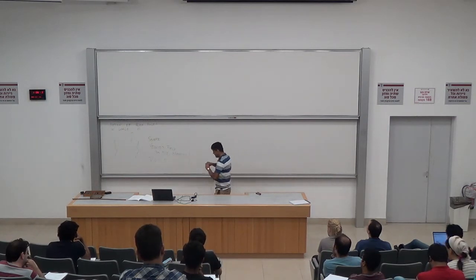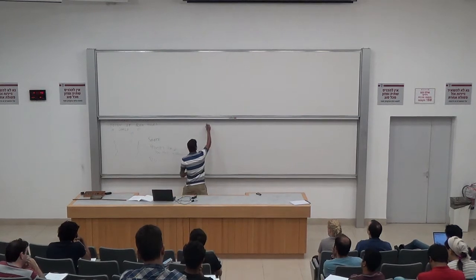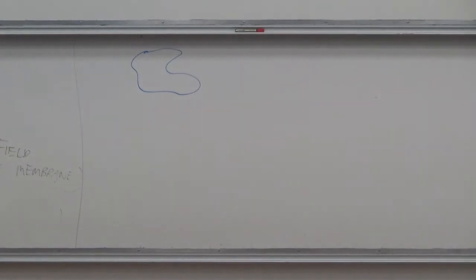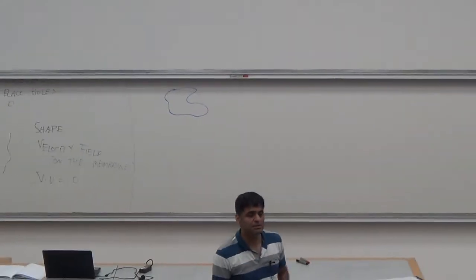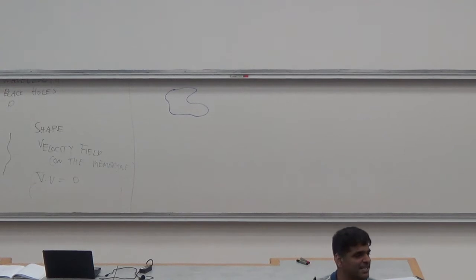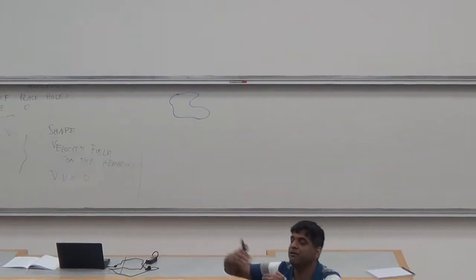We're going to ask, well, suppose I've got my membrane, it's undergoing some motion according to its equation of motion. The question I'm going to ask is, as it undergoes its motion, what effect does it have on the space-time far away from the membrane?